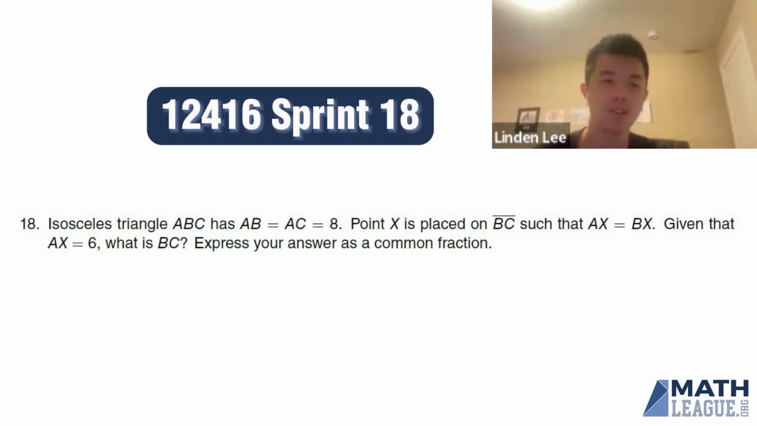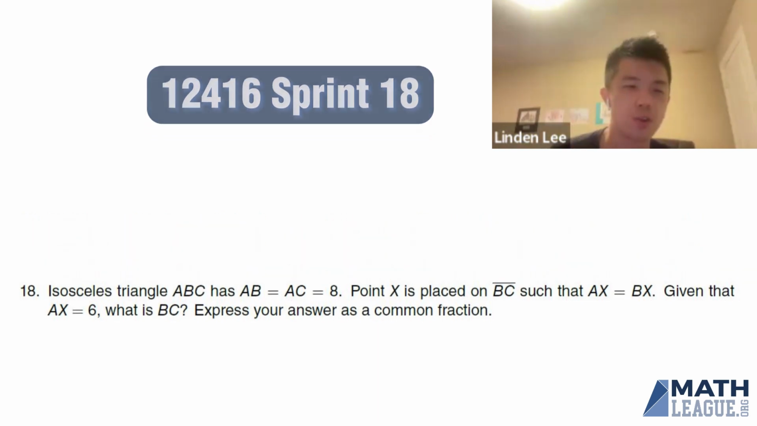The problem says isosceles triangle ABC has AB equals AC equals 8. Point X is placed on BC such that AX equals BX. Given that AX equals 6, what is BC? Express your answer as a common fraction.